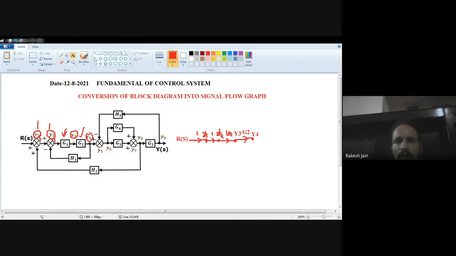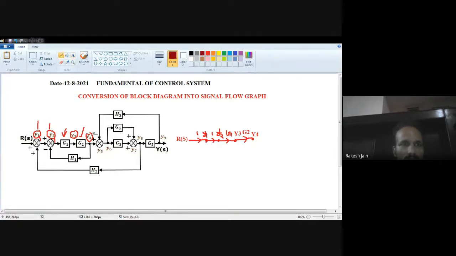Now see, from this Y4 node, there is a feedback with a minus sign. With a minus sign, H1 will go into the Y2 node. I am showing you this one; see this.